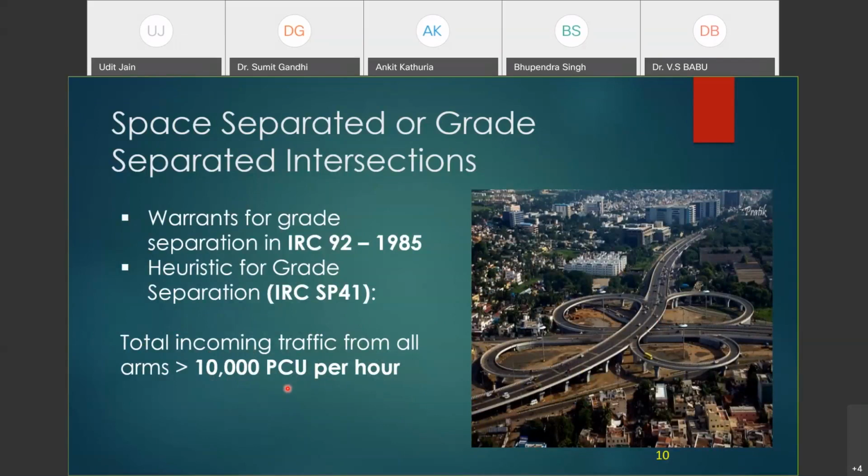That is the equivalent number of vehicles, where we have different types of vehicles like cars and two-wheelers and trucks and bicycles. So they're all converted into equivalent car units. And if that traffic exceeds 10,000, then we go for a grade separated intersection.